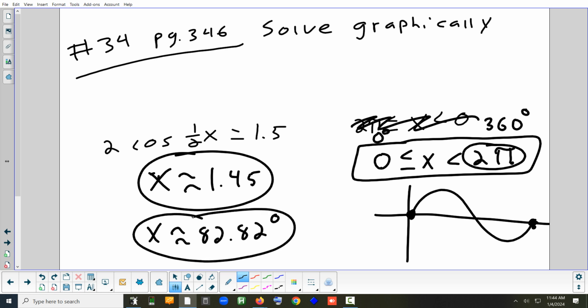So which answer is correct? Well, in this problem, because they gave you radians to start, I would say you should give the answer in radians. If they give you degrees to start, give the answer in degrees. So 1.45 is technically the correct answer for this one. Okay, any question on that?